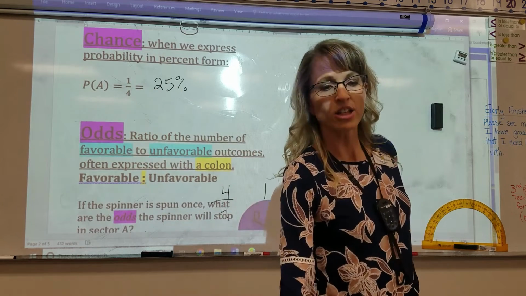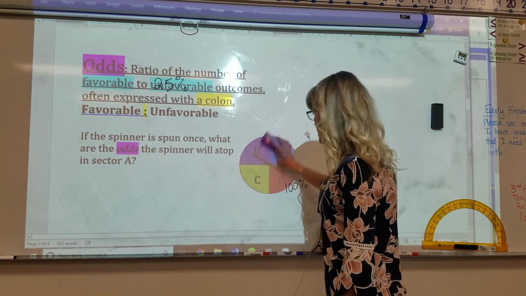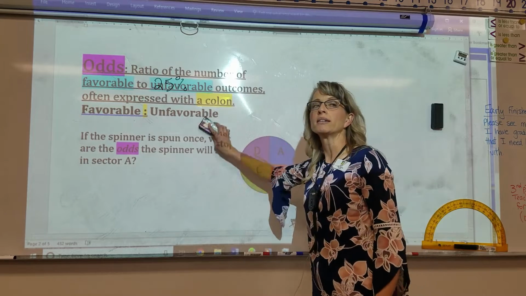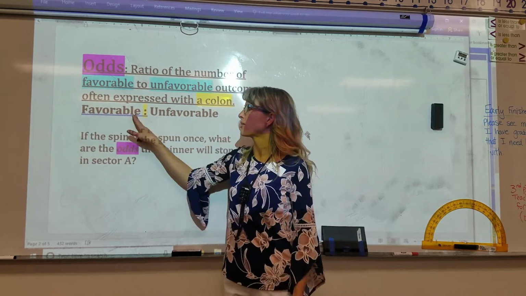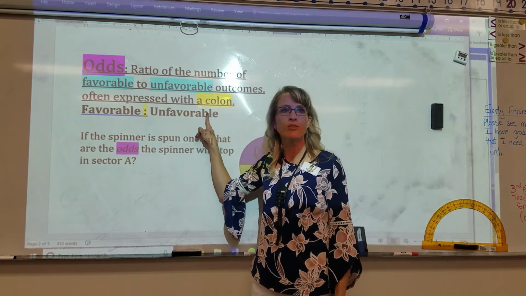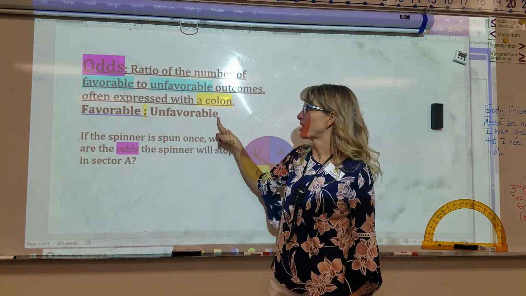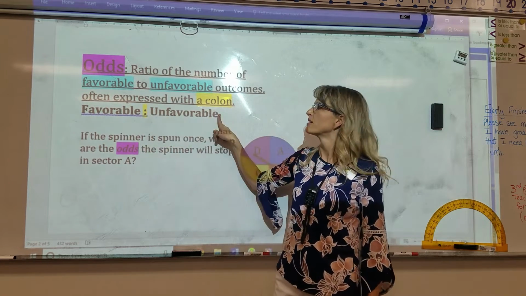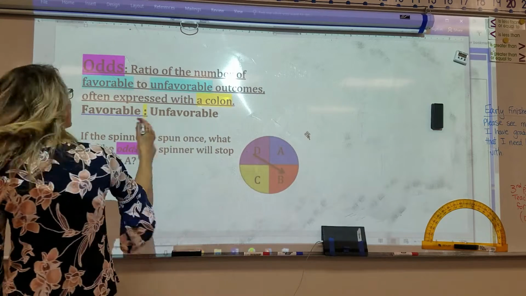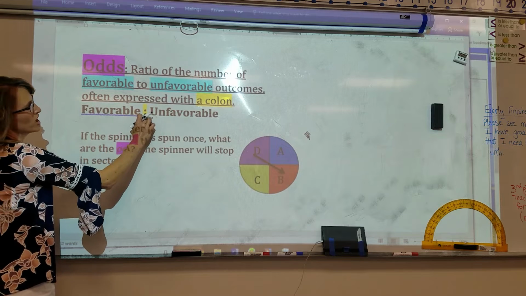Now, odds is a little bit different. You've heard of betting or racing or sports. Sometimes they say the odds are 2 to 1. Well, what does that mean? The odds are the favorable outcomes compared to the unfavorable outcomes. So we're going to say favorable to unfavorable. What are the odds? Favorable to unfavorable. Good. I like that some of you are writing that down. I think everyone should write that down. The odds are favorable, unfavorable.